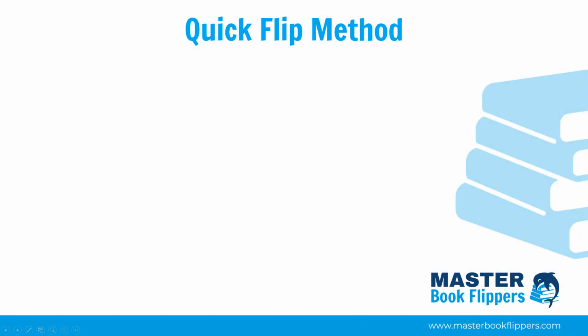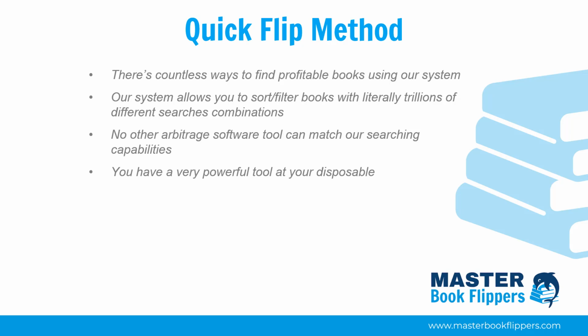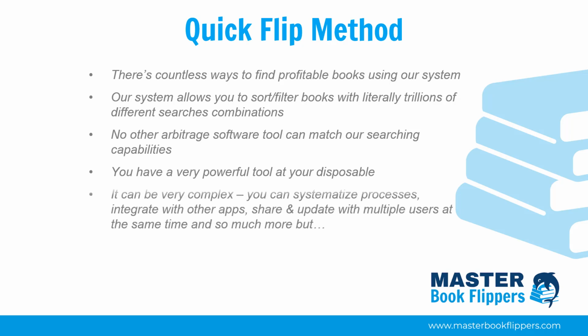Alright, so in today's video we're going to talk about the quick flip method. There's countless ways to find profitable books using our system. Our system allows you to sort and filter books with literally trillions of different search combinations. No other arbitrage software tool can match our searching capabilities. You have a very powerful tool at your disposal. It can be very complex.